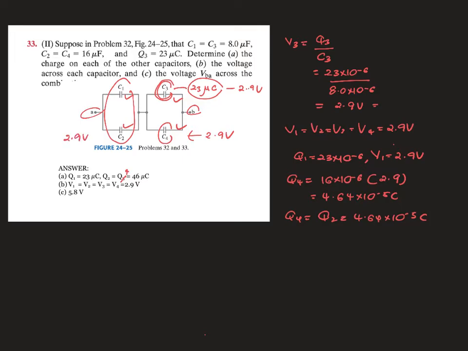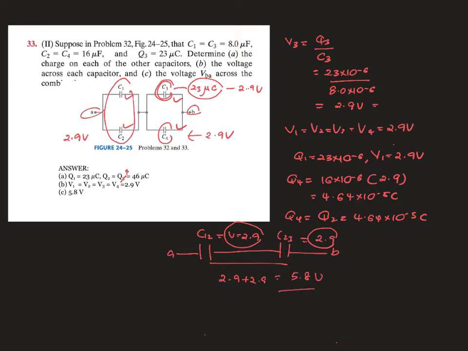C1 also has 2.9 volt, which means this combination is going to have 2.9 volt. So the combination C12 has a potential difference of 2.9, and C34 also has the same potential, which is 2.9. To find the potential difference from A to B, you just add up the potential difference from here and here, because it's series. So the voltage of the battery is 2.9 plus 2.9, which is 5.8 volt.